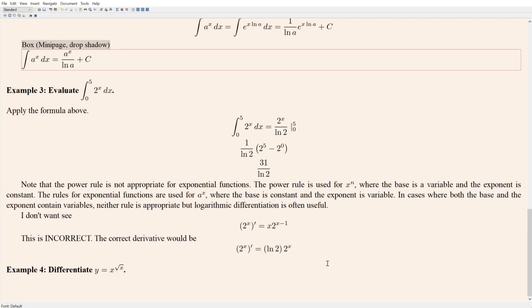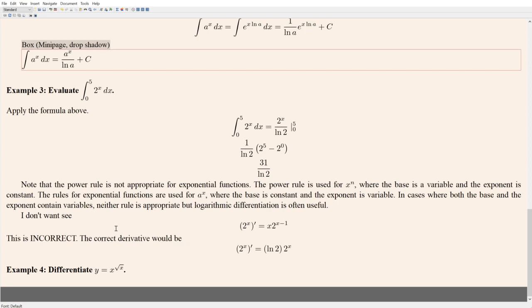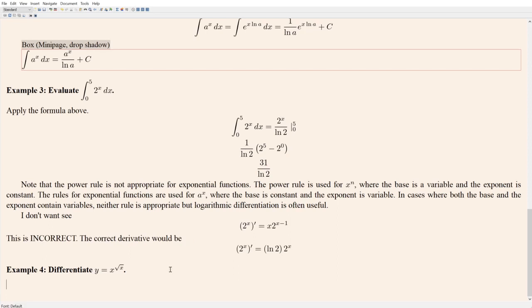So this example really fits into neither of the two cases before, because with a power rule, the base is a variable and the exponent is constant. With exponential functions, the base is constant and the exponent is variable, but with something like this, we have a variable both in the base and the exponent. So for something like this, neither the power rule nor the rule for exponential functions are valid. And in fact, I say this here. Neither rule is appropriate. So the strategy that we employ here is logarithmic differentiation.